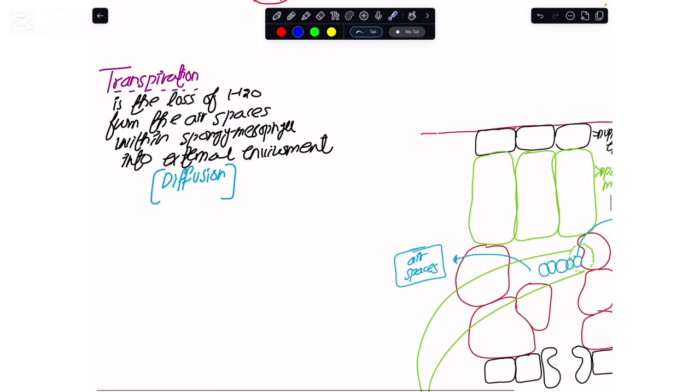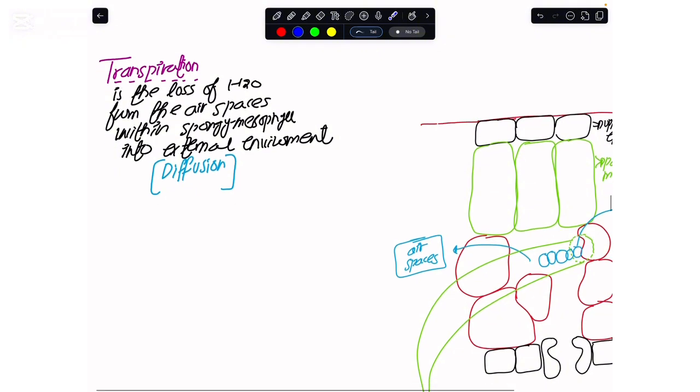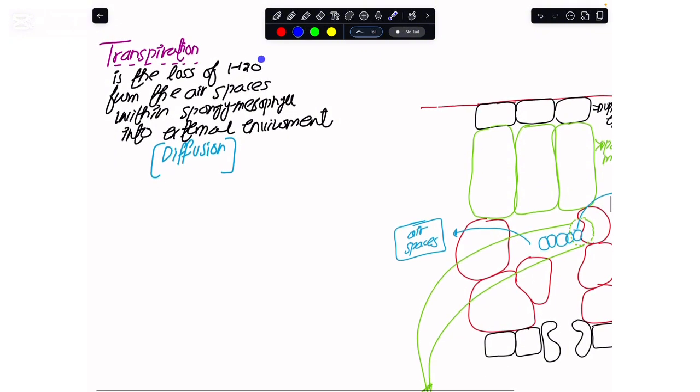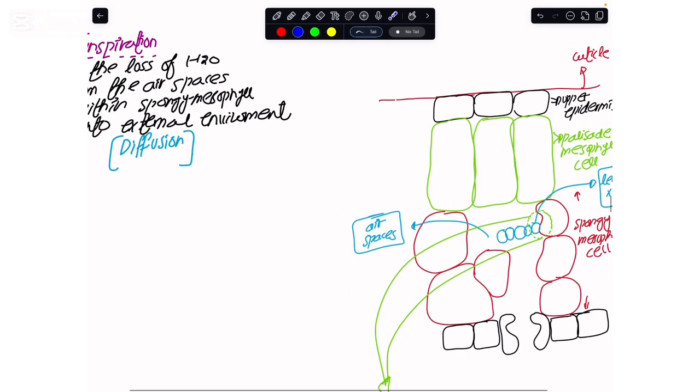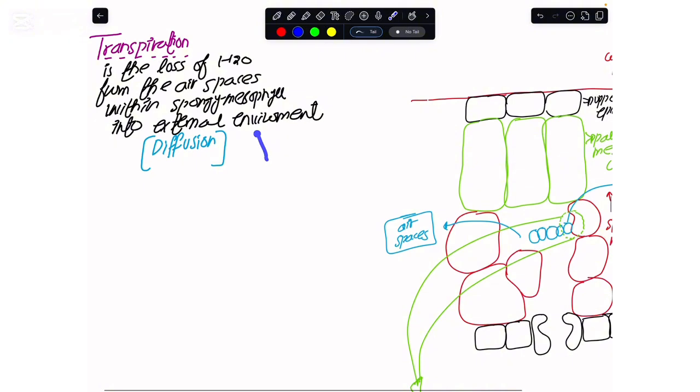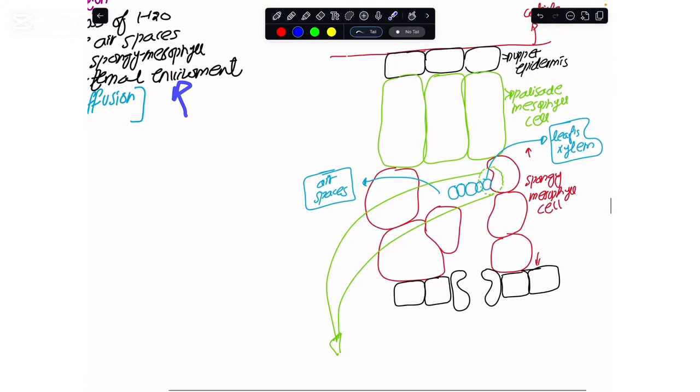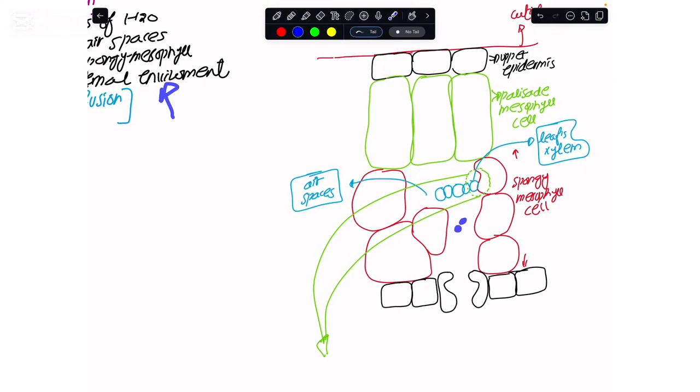So what do we mean by transpiration? Whenever there is a loss of water from the air spaces that we have here in the spongy mesophyll cells into the external environment, this is transpiration. And you see that when the water escapes from these air spaces into the external environment, this is again diffusion. This is not osmosis because we have no cell membrane coming in the way.